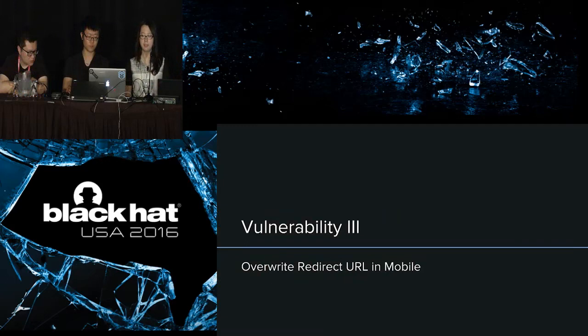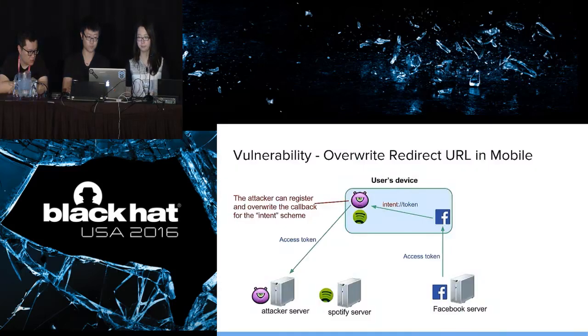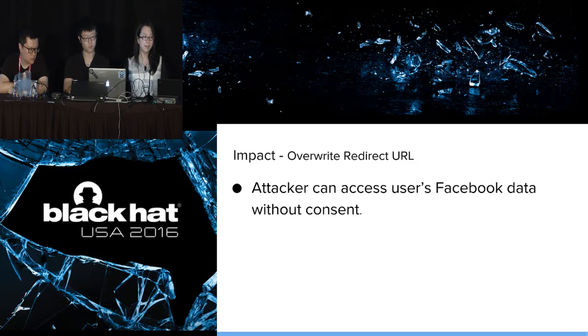So this is the third vulnerability, because attackers can overwrite the redirect URI in mobile. For example, in Android, the attacker can just register and overwrite the callback for the intent scheme. So they will be able to get the access token. Since the access token is not bound to a specific relying party, the attacker will be able to access all the information inside the user's account. iOS has a similar problem. The impact is serious. The attacker will have access to all Facebook data without consent.